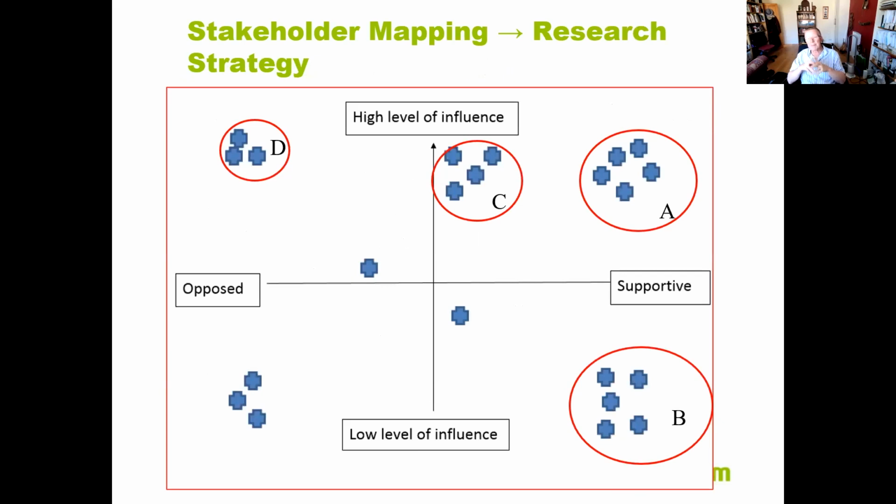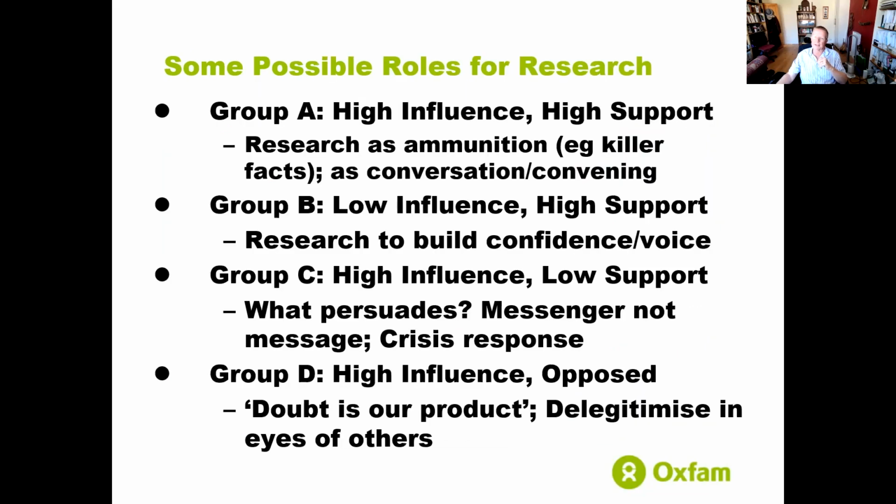Group C is people who are very influential but don't really care, don't think climate change is a big issue. There are many other priorities out there. What are you going to do with them? And there, I'm afraid, often it's not the quality of the research that matters, but who is presenting it. It's the messenger, not the message. So who will they fear or respect?